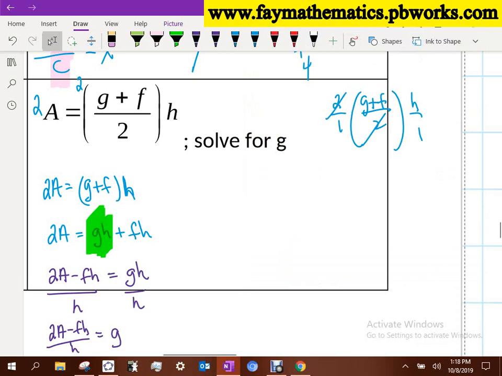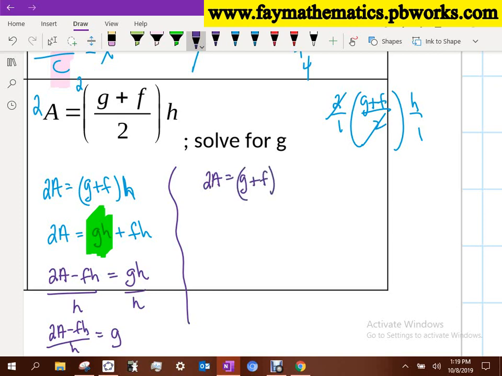Okay. Let's do this a different way. You guys told me to multiply both sides by 2 right away. That's fine. So let's continue with that route. If I go 2a is equal to g plus f times h that way. Can I divide both sides by h right away instead of distributing? Does that make sense? So I have 2a over h is now equal to g plus f. Now what can I do to solve for g? Subtract f, right? So I get 2a over h minus f is equal to g.